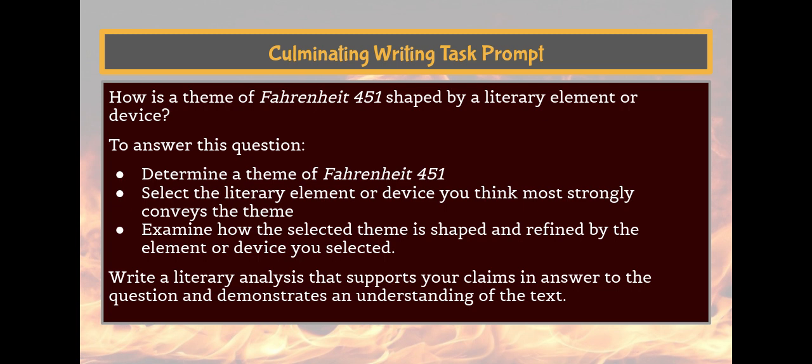How is a theme of Fahrenheit 451 shaped by a literary element or device? To answer this question, you must first determine a theme of Fahrenheit 451. You will need to select the literary element or device you think most strongly conveys the theme. You will need to examine how the selected theme is shaped and refined by the element or device you selected. Then you will write a literary analysis that supports your claims in answer to the question and demonstrates an understanding of the text.